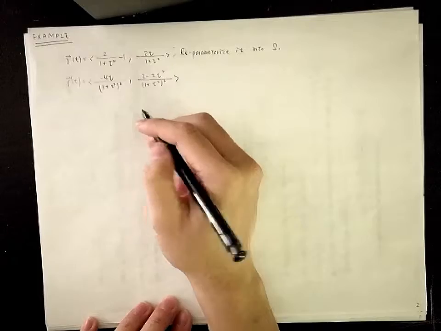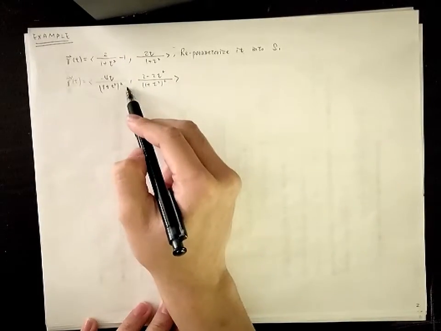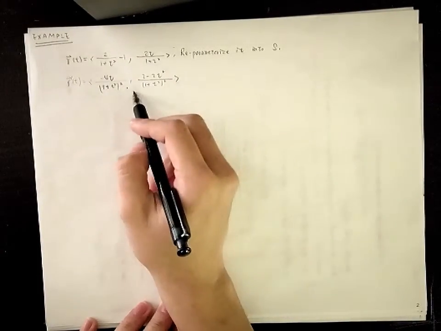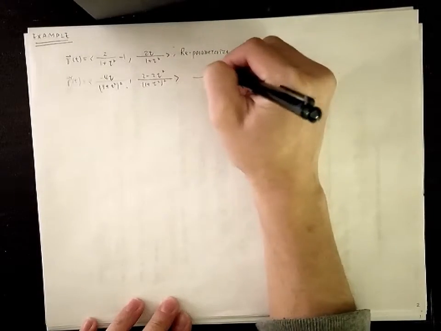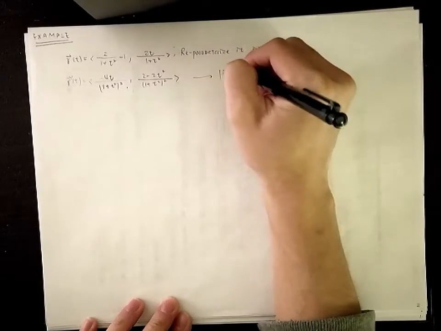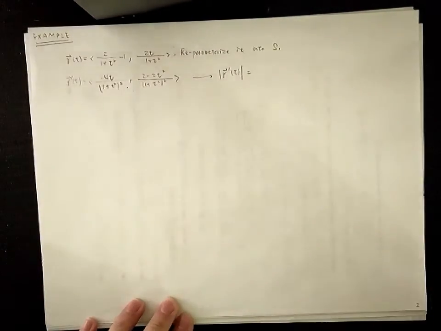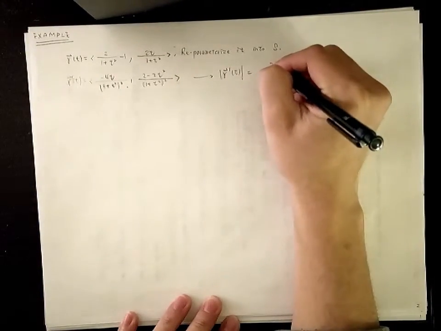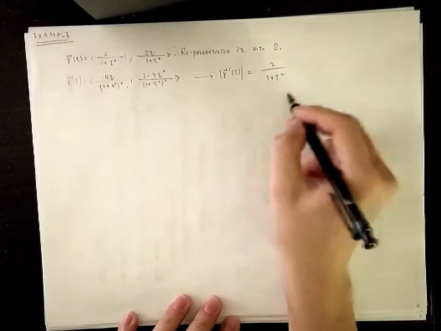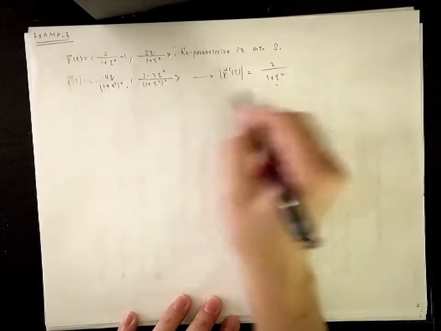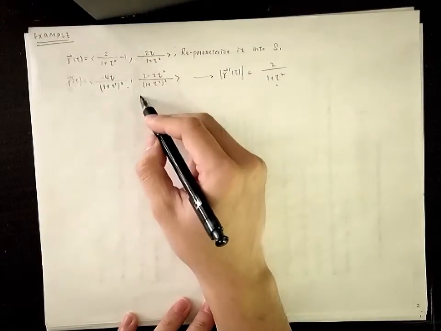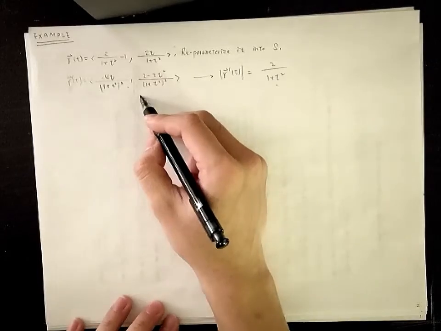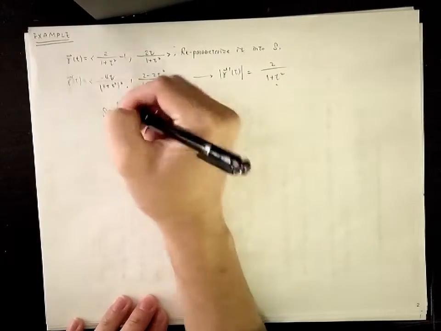Right. So this is r prime t, and we have to find the absolute value of r prime t. So this would be square root of 1 plus t squared, 2. I know I skip a lot of steps, but you can do the calculations by yourself because it's tedious but straightforward. And then the second thing is find the arc length, s.